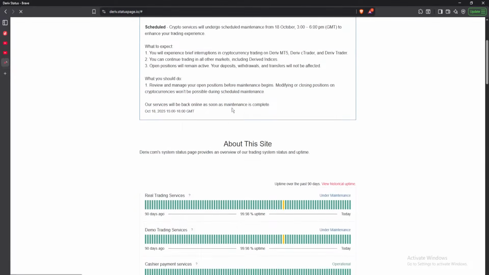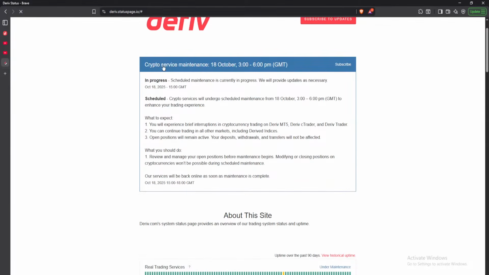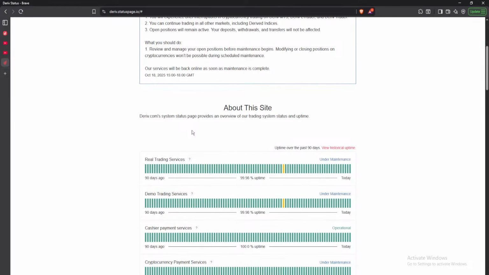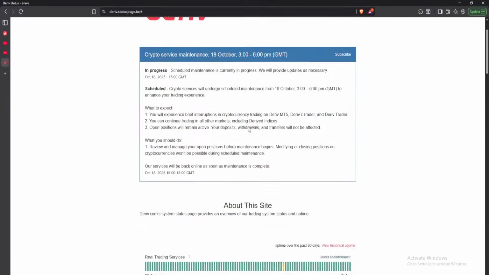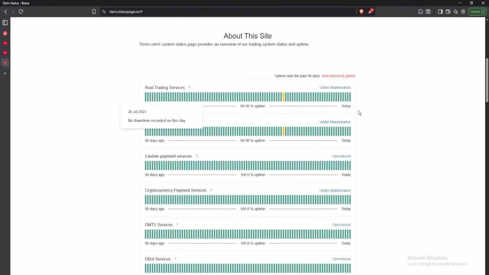Basically, this gives me what is happening on the Deriv site. Okay, what is going on today? As you can see right now in Deriv, there is a crypto service maintenance. That crypto service maintenance will happen from 3 to 6 p.m. Greenwich Mean Time. So if I'm a crypto trader, I will avoid crypto for this time.